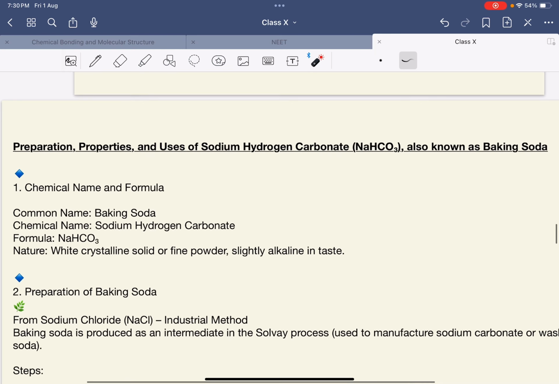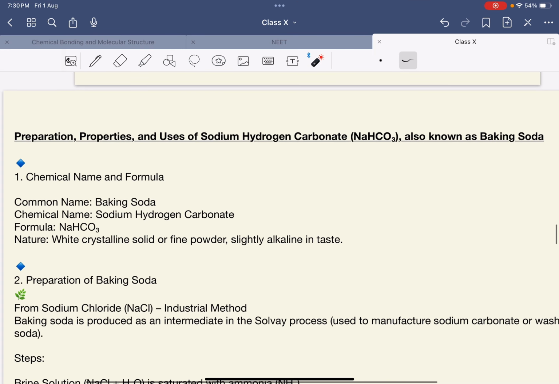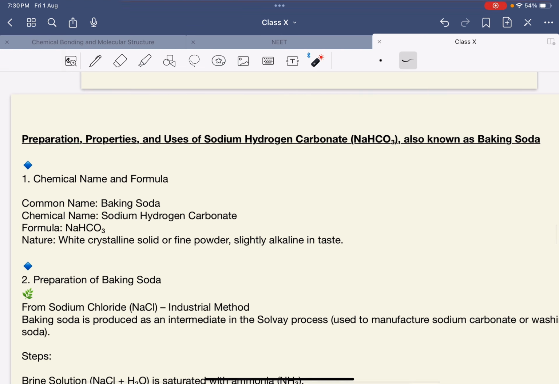So, first of all, preparation, properties and usage of sodium hydrogen carbonate, NaHCO3, that is known as baking soda also. First of all, chemical name and formula. Chemical name is sodium hydrogen carbonate, commonly baking soda. Chemical formula NaHCO3. In this case, sodium Na+ is a cation and HCO3- is an anion. The valency of Na+ is 1 and of bicarbonate is also 1.